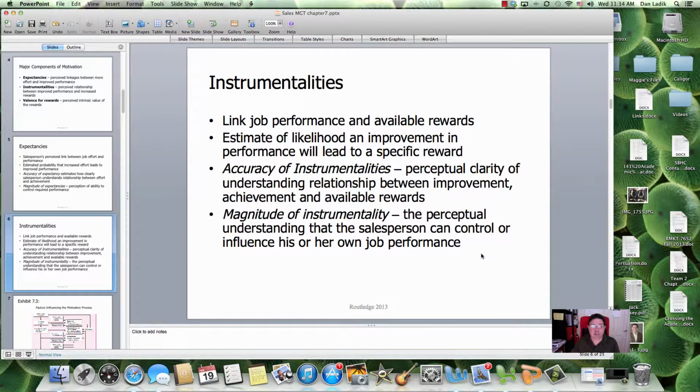So we go back to instrumentalities. This is linking performance and rewards. And also your guess or your feeling that an improvement in performance will lead to a specific type of reward. And again, we have the accuracy of this and the magnitude of instrumentalities.